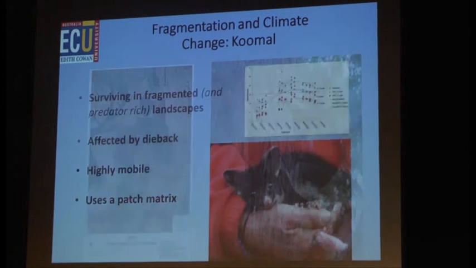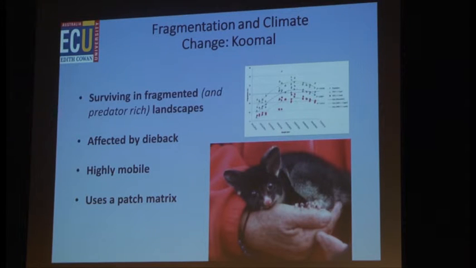And we found out that they can survive on 40% remnant vegetation cover. Despite lots of predators, they can persist quite well in there. They don't use dieback affected areas, which was something no one had actually noticed before. They're highly mobile, they can cross gaps of up to 1 kilometre as long as they can see the trees. And they use a patch matrix. They'll use a series of patches together, not just one. They'll use the whole landscape as much as they can.